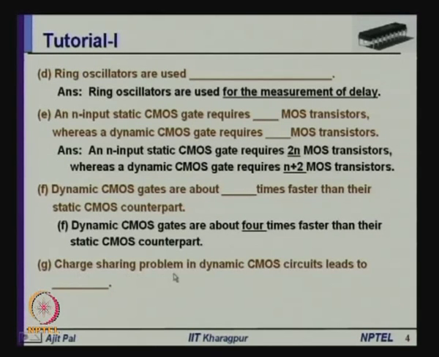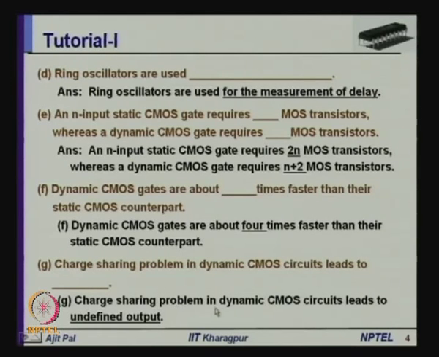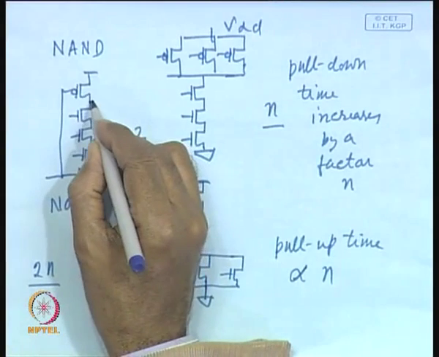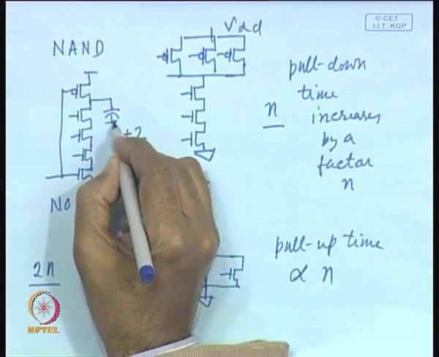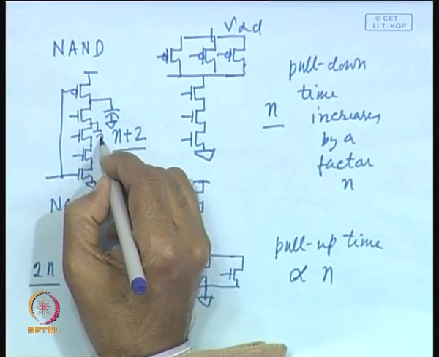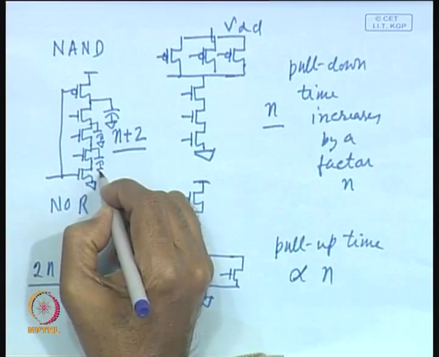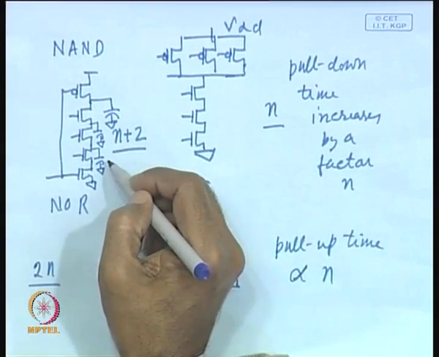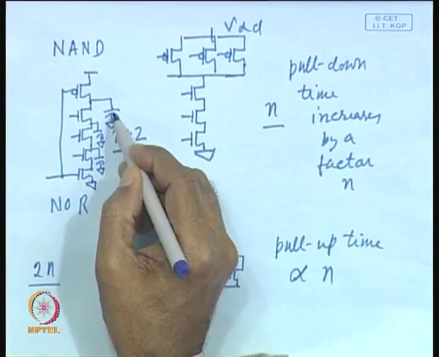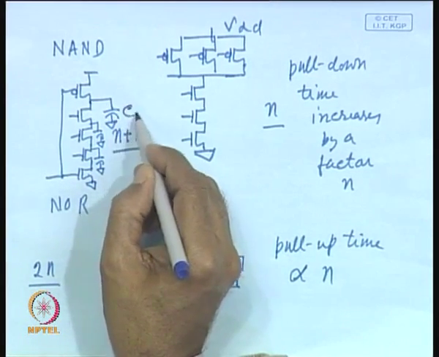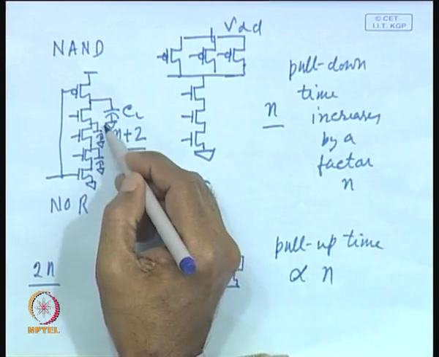Next question is, charge sharing problem in dynamic CMOS circuits leads to some problem. What is the problem? Charge sharing problem in dynamic CMOS circuits leads to undefined output. So, we know that in a dynamic CMOS circuit, say for example, here we have a load capacitance, and here 2 more capacitances are present. It may so happen that because of charge sharing, the charge which is stored during the pre-charge period here will be distributed in these 3 capacitors.